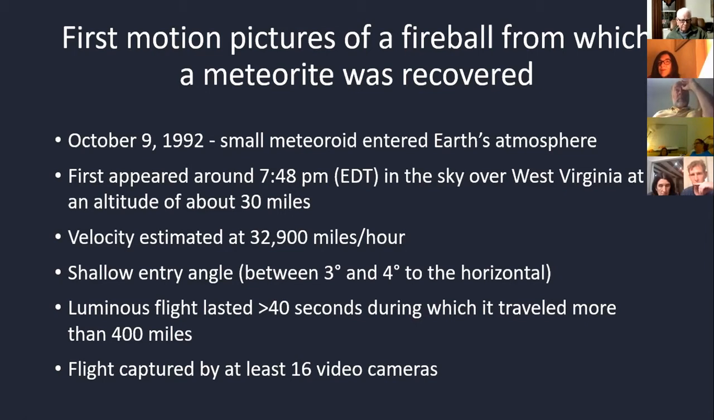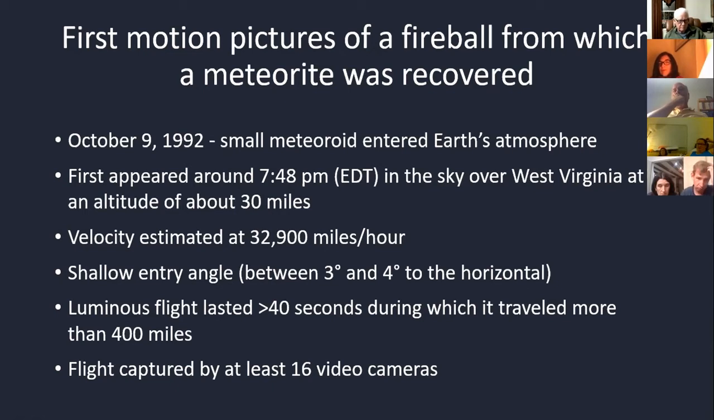It came in pretty shallow. In fact, if it had come in any shallower, it would have bounced off the atmosphere and returned back into space. But it came in around 3 or 4 degrees to the horizontal. The luminous portion of the flight, which is the portion that you see when you see a meteor streak across the sky, only lasted about 40 seconds. But in those 40 seconds, it traveled over 400 miles.